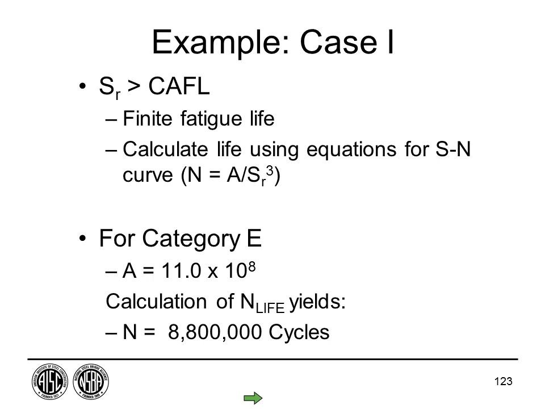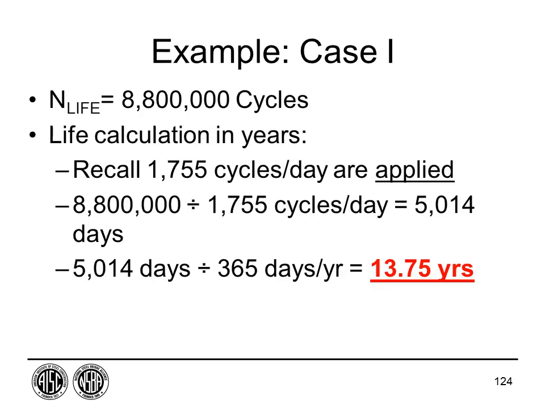But again, that's not too useful for me. I want to turn that into years. So I simply take the number of cycles per day, divide that into the life, and estimate a life of about 13 or 14 years.